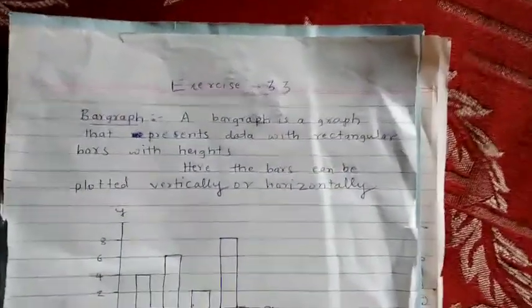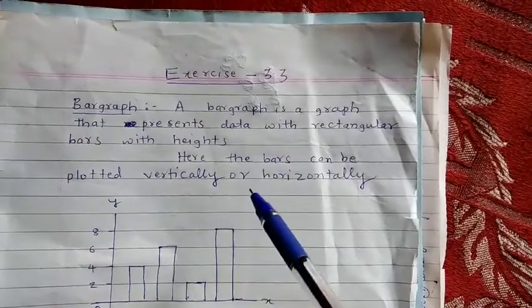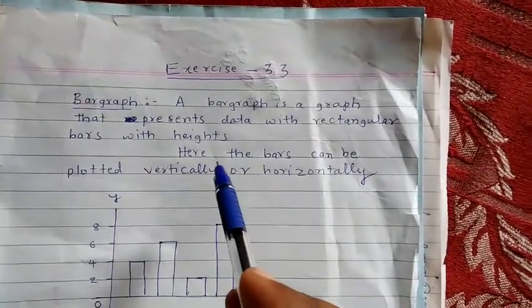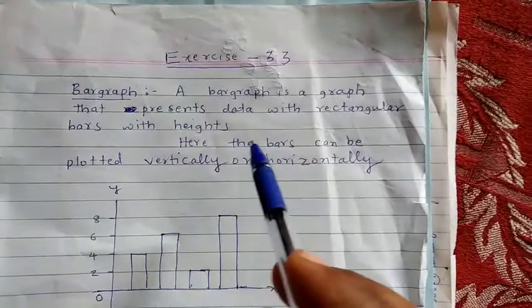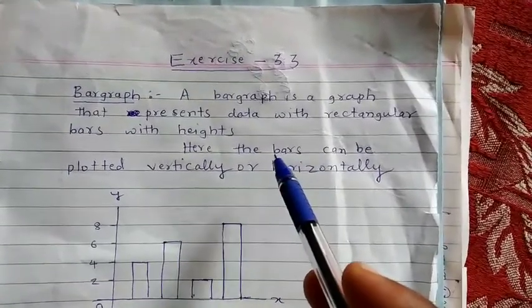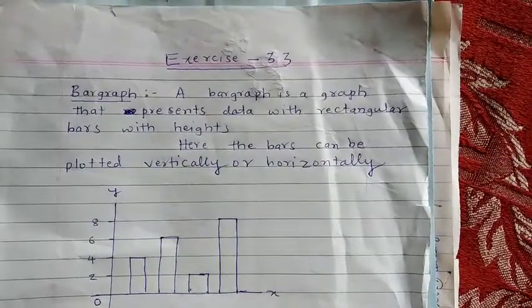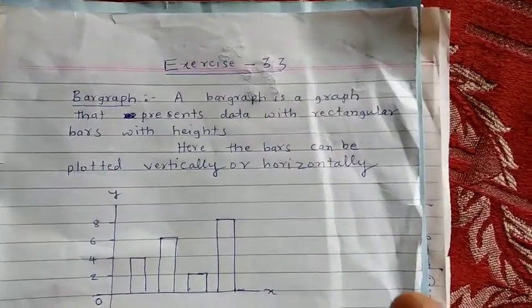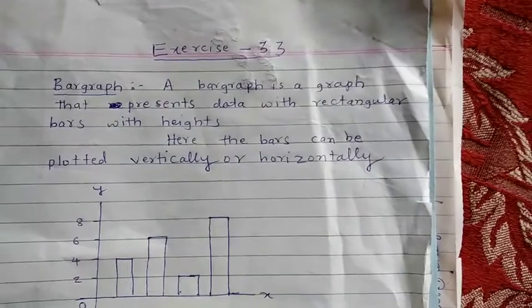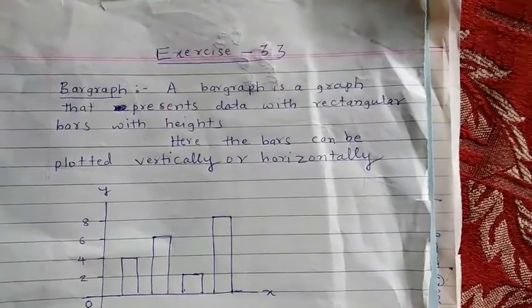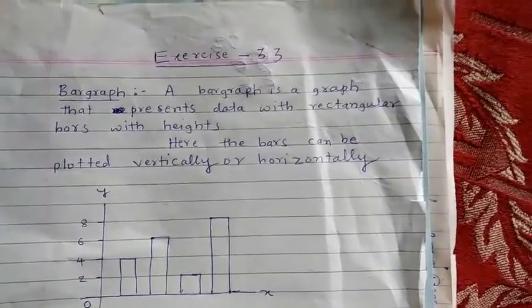Okay, students. So what is the meaning of this bar graph? All of you see here. The bar graph represents the given data in the form of rectangular bars. That much only. It represents the given data in the form of rectangular bars with the heights.